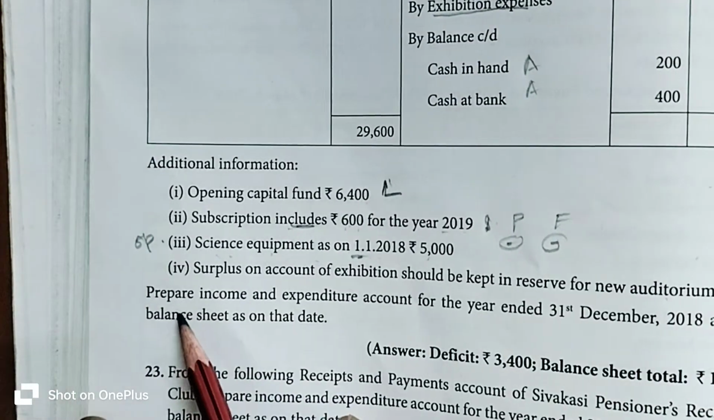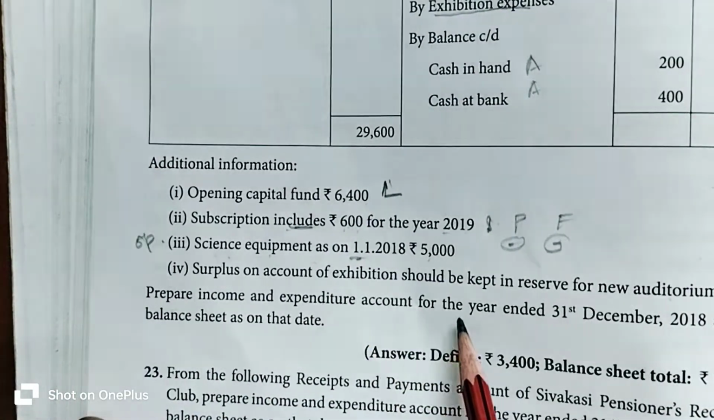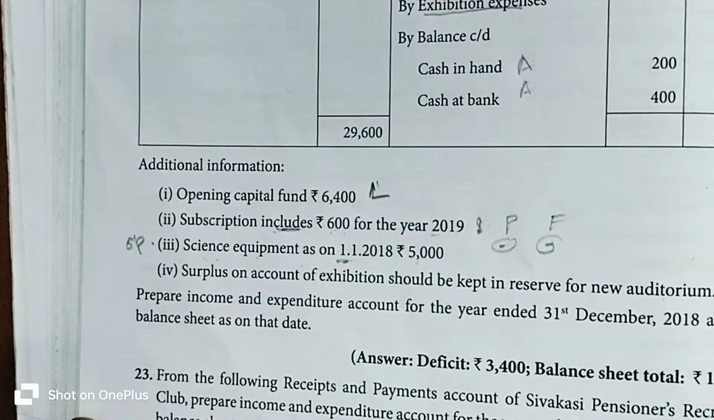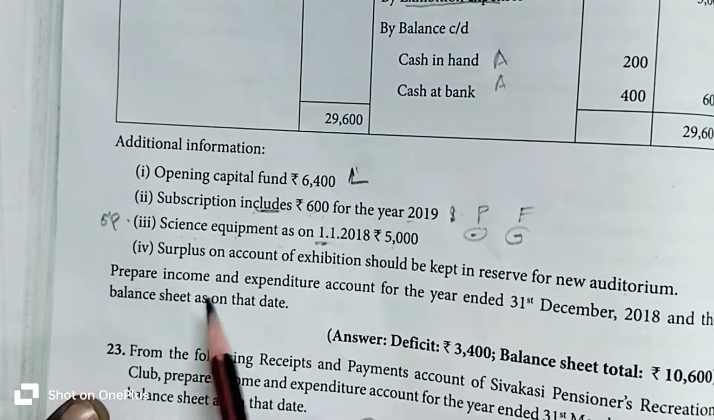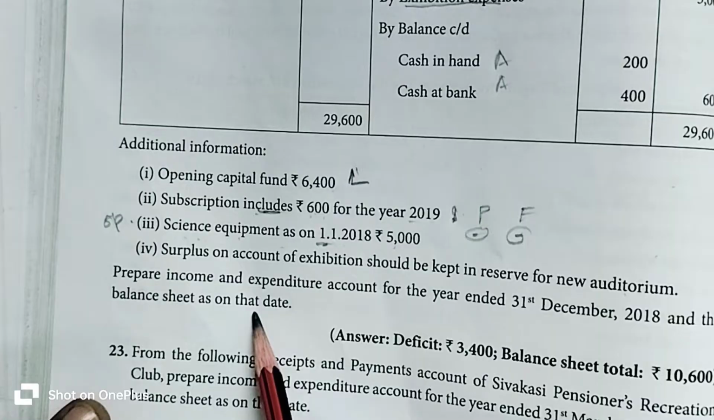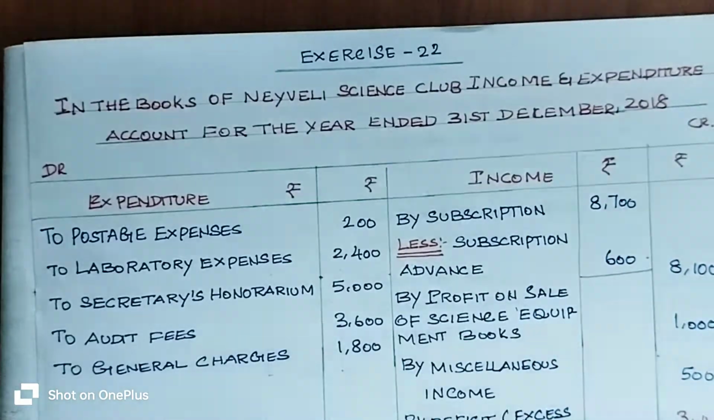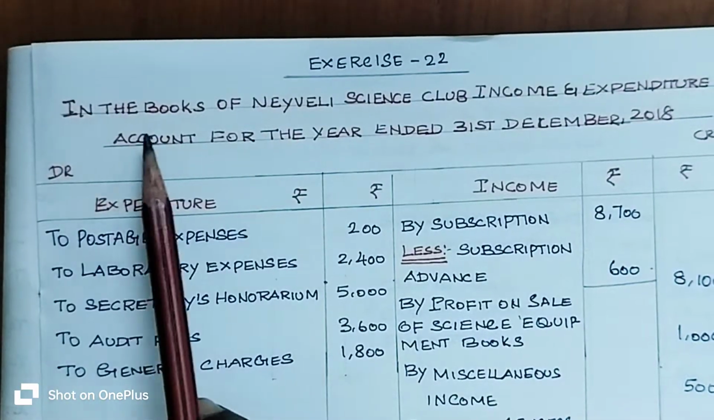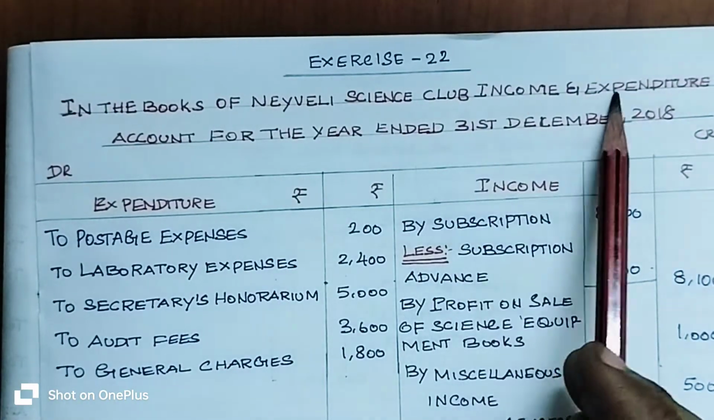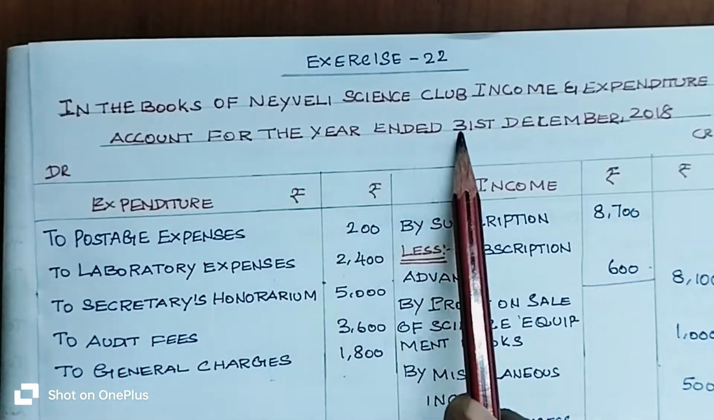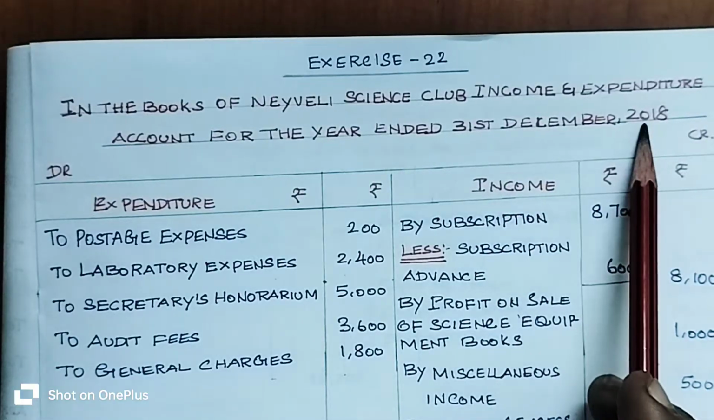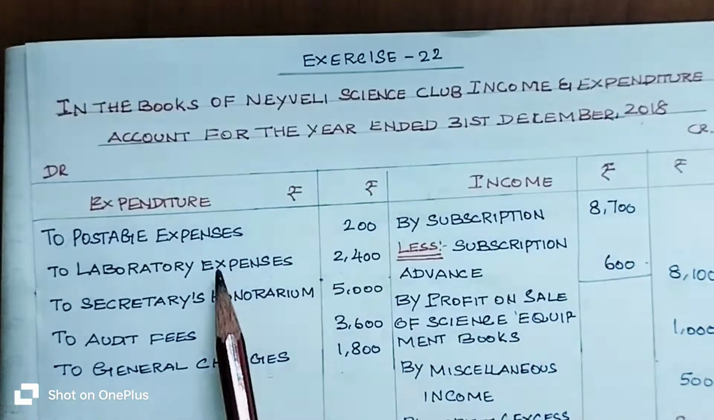Prepare the income and expenditure account for the year ended 31st December 2018 and the balance sheet on that date. Let's go and prepare the income and expenditure account. First we have to write the heading, that is, in the books of Neyveli Science Club, income and expenditure account for the year ended 31st December 2018. The format is also written here.